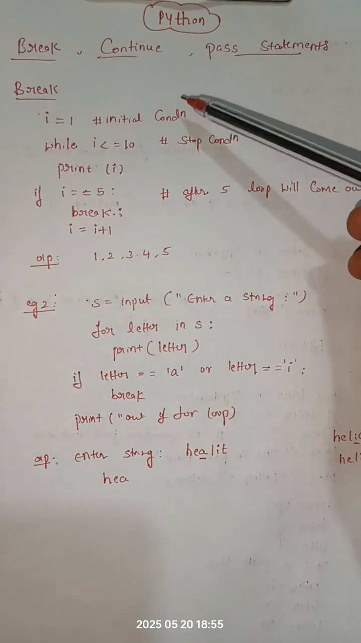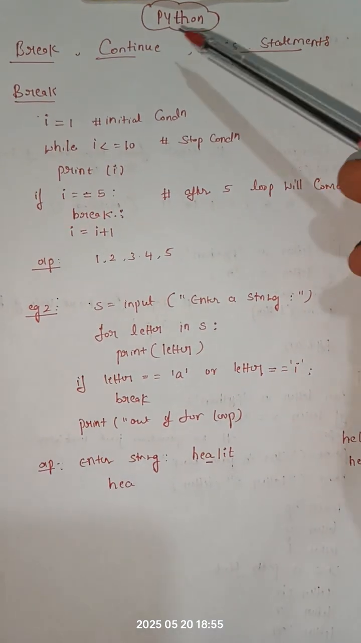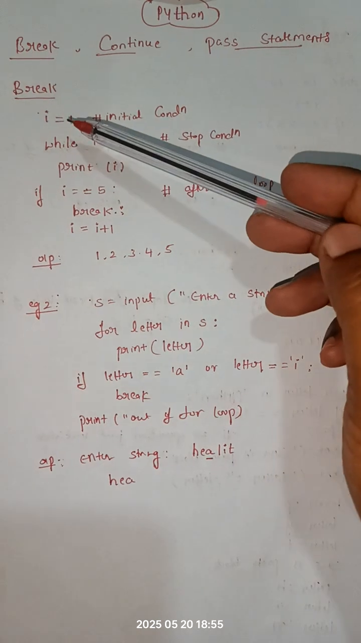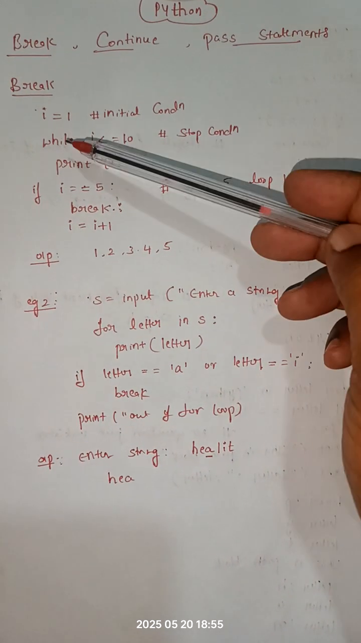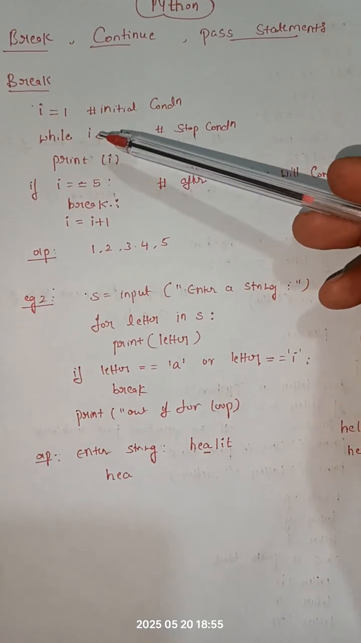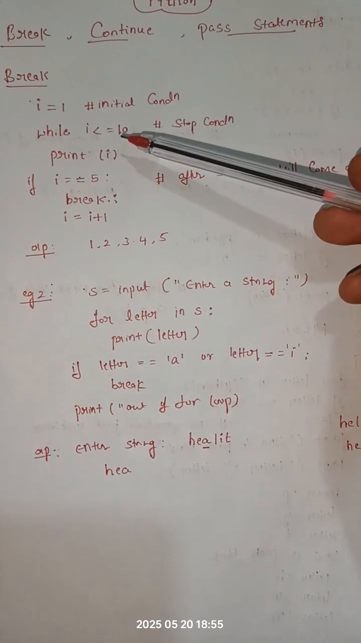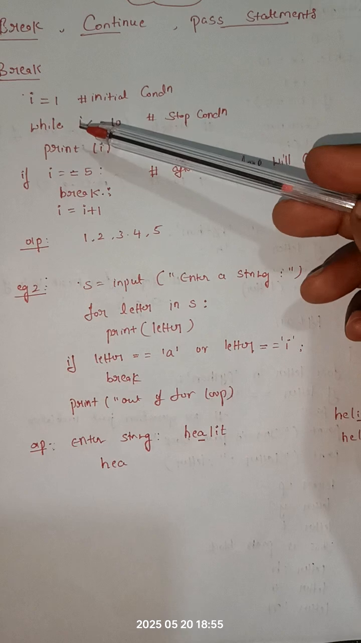So in this video you're going to see the usage of break, continue and pass statements in Python. First we'll take the break statement. Suppose we initialize i equals 1, this is the initialize condition, and we are using a while loop here. While i is less than or equal to 10, this is the stop condition. It prints i, so it is printing from 1 to 10.